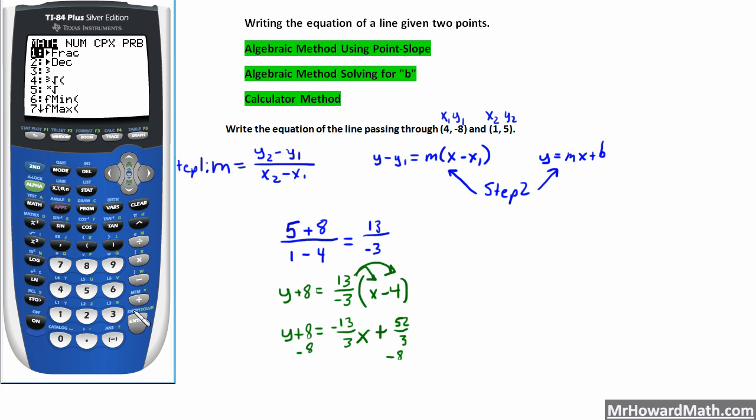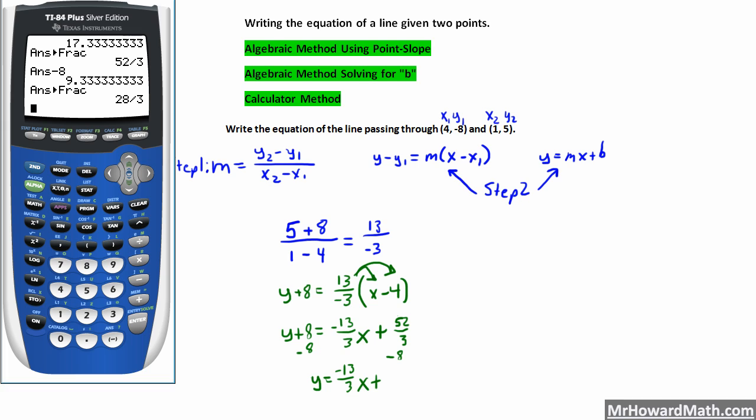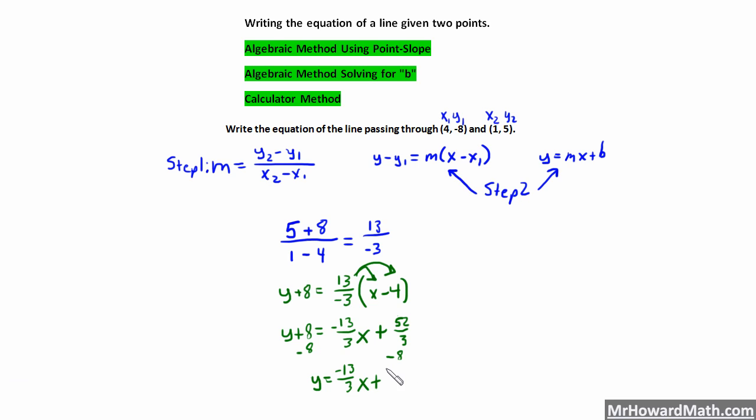Okay, that's 9 1/3. As a fraction, that's 28 over 3. So that gives us the equation y equals negative 13 over 3 x plus, let's check that again, 28 over 3. Plus 28 over 3. So a lot of fractions there. No problem. We can handle those.